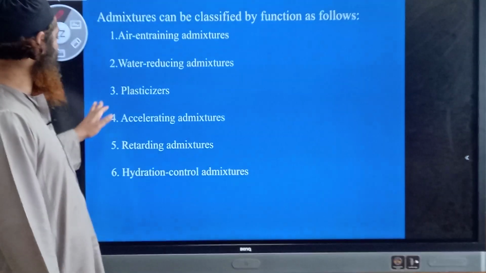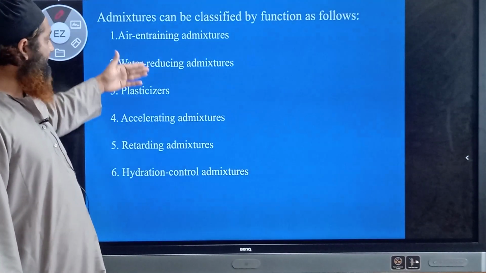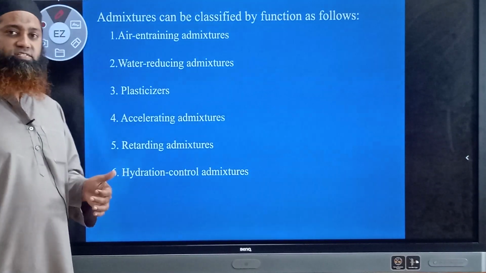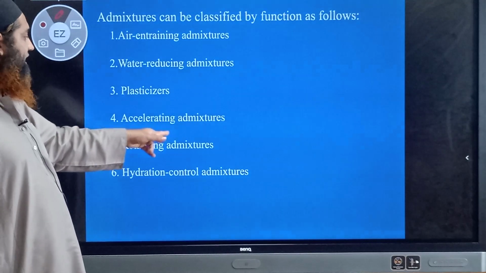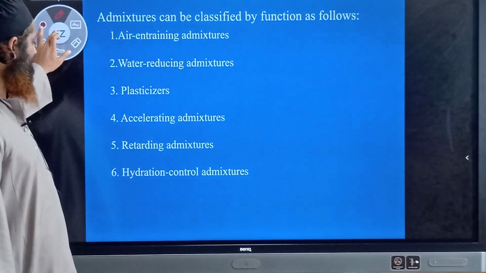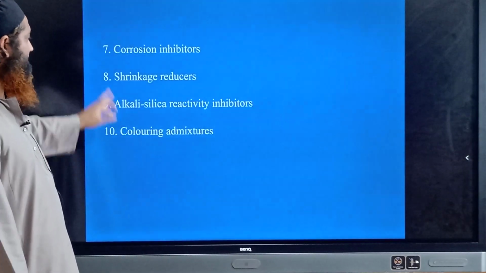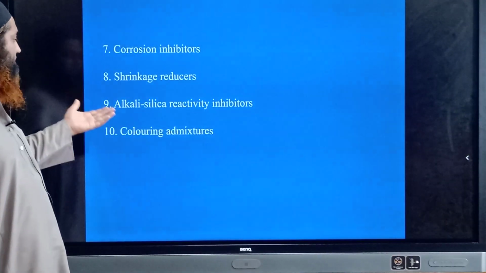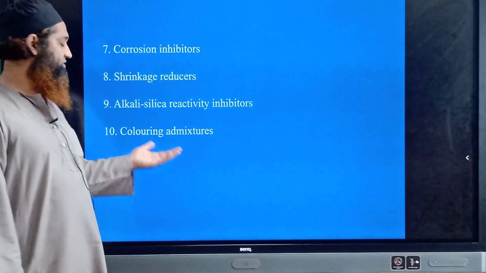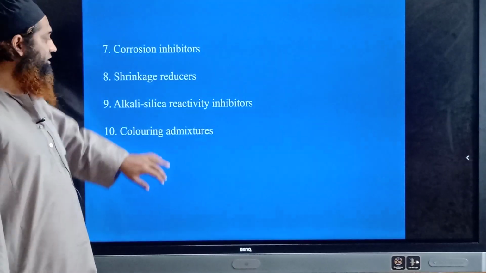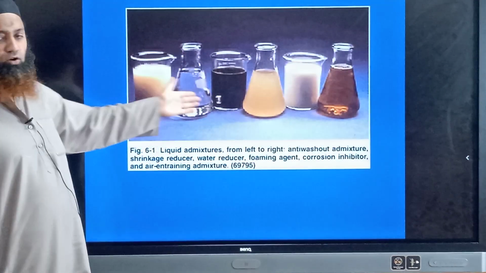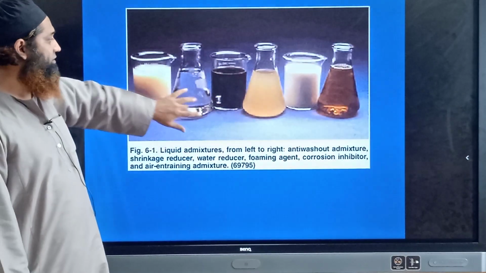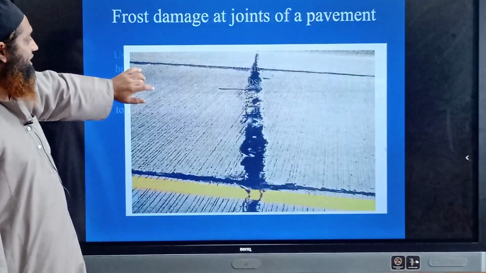So we had seen the importance of air entraining admixtures, water reducing admixtures, as well as plasticizers. Here we'll be seeing the importance of accelerating admixtures, retarding admixtures, and hydration control admixtures, as well as corrosion inhibitors, shrinkage reducers, alkali silica reactivity, and coloring admixtures. Let us see what role they play. We had seen all this in the previous class. I'll be moving away from these slides and going to the slides we are concerned about.